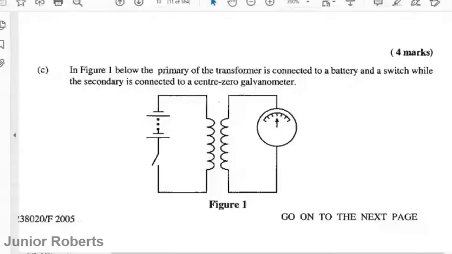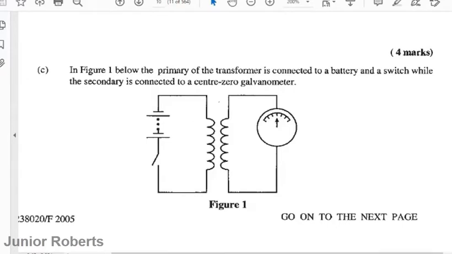This is our question. The question here says, in figure 1 below, the primary of a transformer is connected to a battery and a switch, while the secondary is connected to a center zero galvanometer.